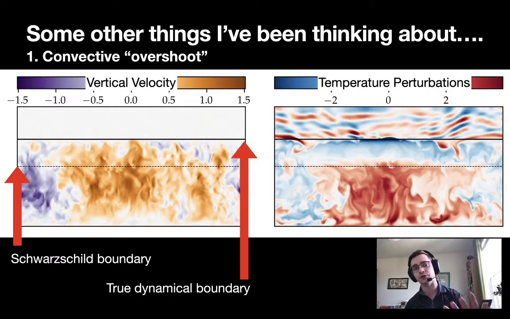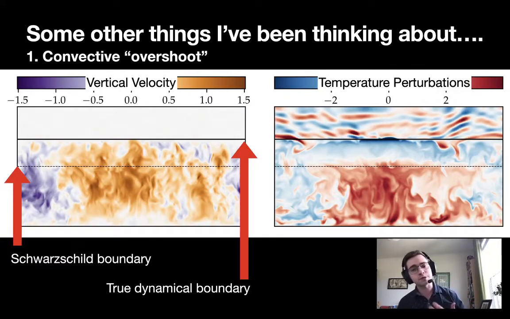On the left, you're seeing the vertical velocity, and on the right, you're seeing temperature perturbations. I've annotated both of these plots with two horizontal lines. The dashed horizontal line is basically the Schwarzschild boundary of the convection zone. This is where a stellar structure code would put the boundary of the convection zone. But you can see that in the vertical velocity panel on the left, the big orange warm upflow extends past that dashed horizontal line to the solid black line, which is the measured boundary of the convection zone from the simulation. But then there's not really anything happening in the vertical velocity above that line.